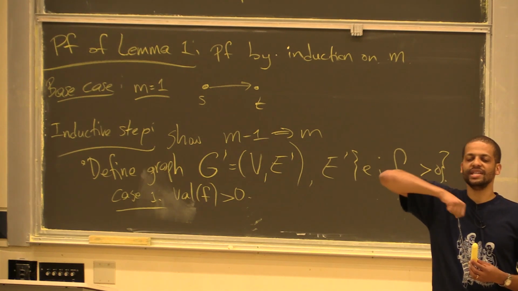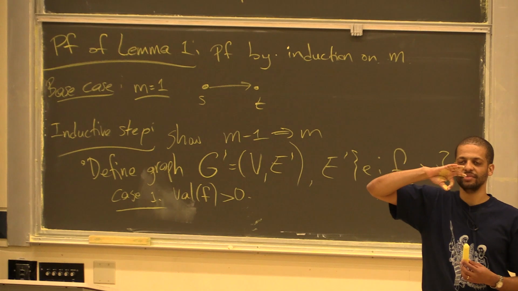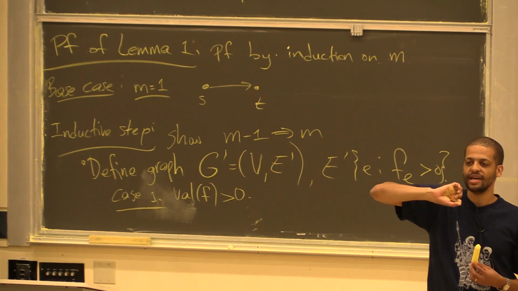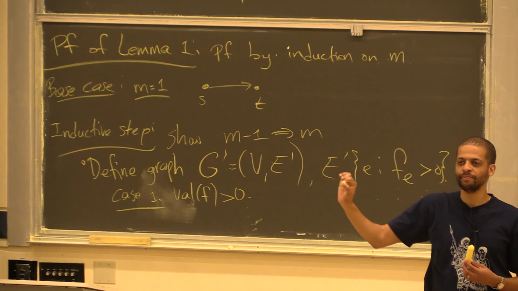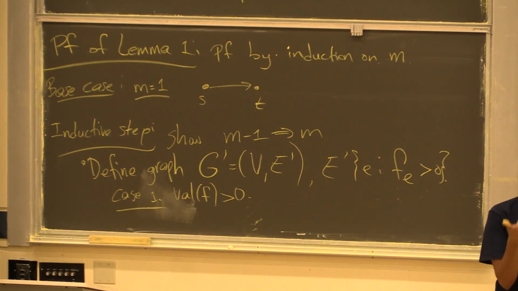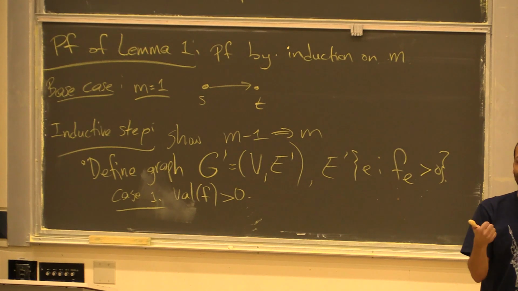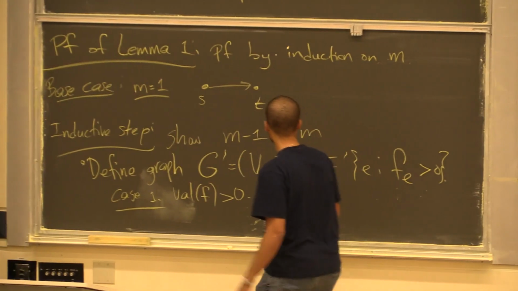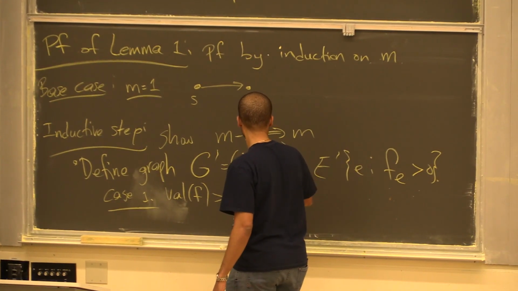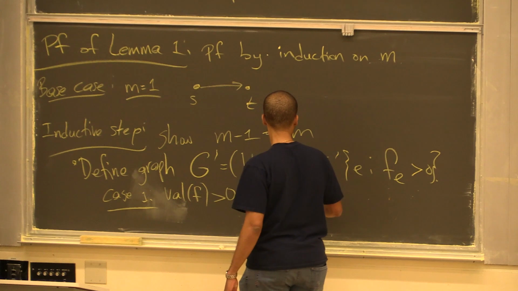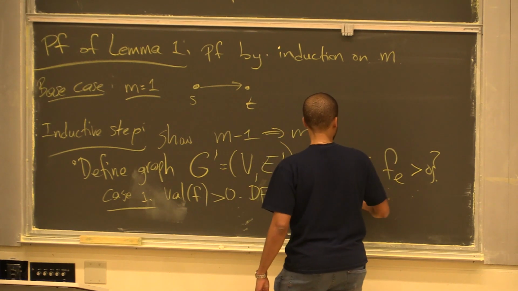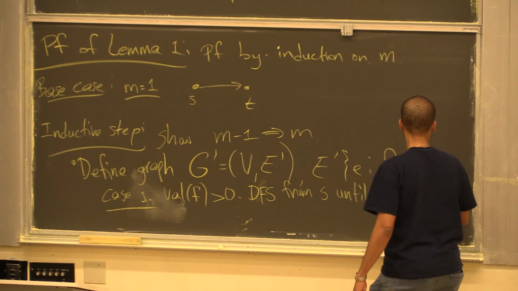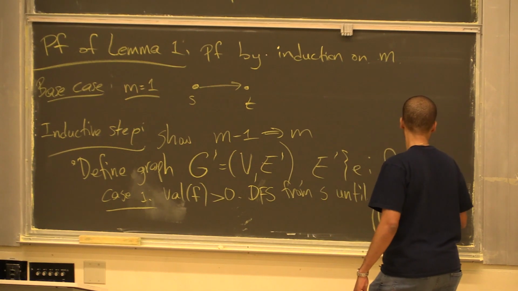So just try to do a DFS starting at S in this graph G prime. So we know that since there is some positive flow being pushed, there is something that's leaving S. And just follow that and keep going, okay, until either you get stuck, right? There's no out edge, or you have a cycle. So DFS from S until case A, you get a cycle, and case B is you get stuck.